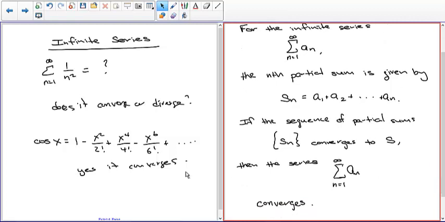Okay, so I'll explain what that means. We'll use the example 1 over n squared. So they're saying, how do you determine if something converges? Well, you convert your series into a sequence of partial sums. And if that partial sum approaches some value s, then it converges.